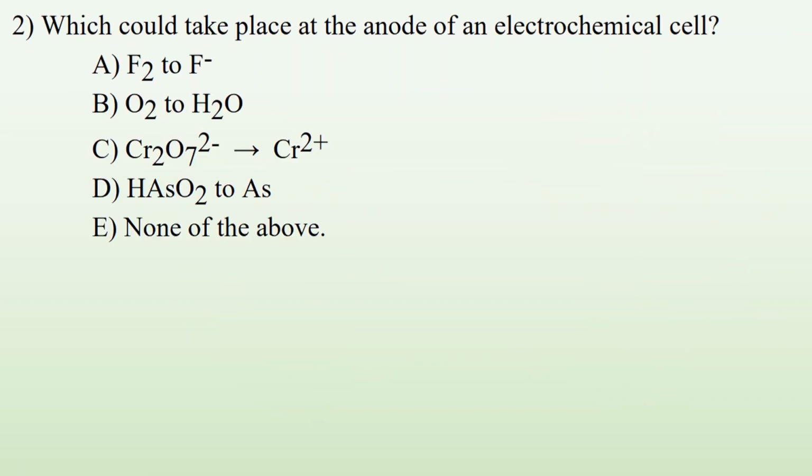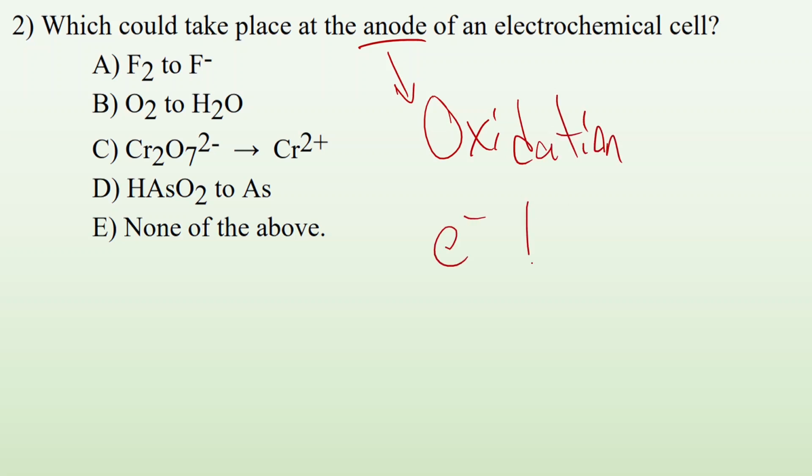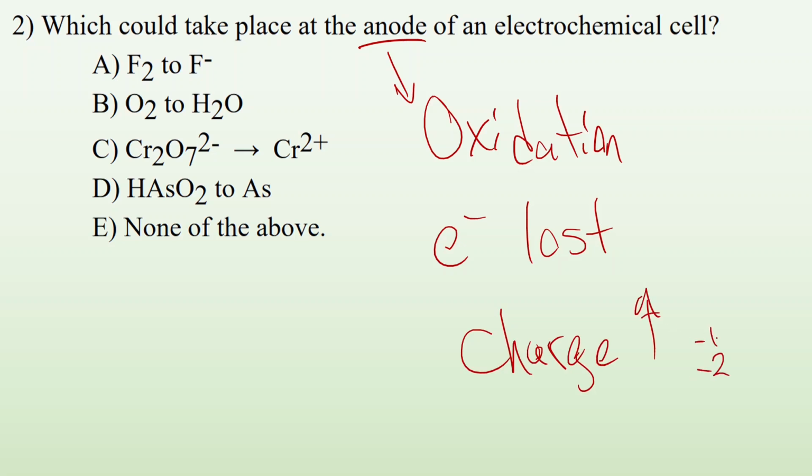All right, which could take place at the anode of an electrochemical cell? So anode, again, I'm looking for something where there's oxidation. So I'm looking for electrons being lost, which is going to mean that the charge is going to become more positive. It's going to go up. So it could go from like a -2 to a -1, because that's becoming more positive or less negative, or it could go from a +1 to a +2. It's headed in that direction. So let's take a look.